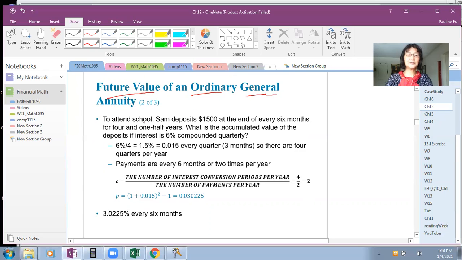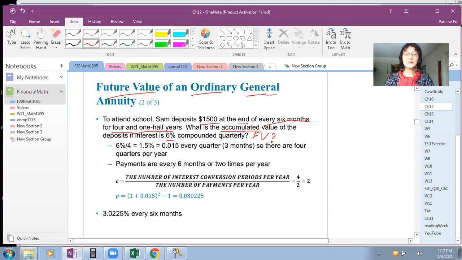To attend school, Sam deposits $1,500 at the end of every 6 months for 4.5 years. What is the accumulated value of the deposits if interest is 6% compounded quarterly? So the question asks you, what is the future value?